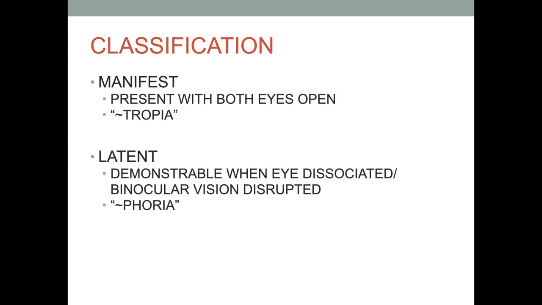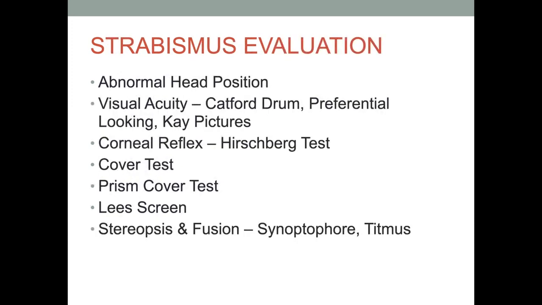When we talk manifest squint versus latent squint, the manifest squint is one that is going to be present when both eyes are open, and we call these tropias. A latent or a hidden squint is only demonstrable when one eye is dissociated or binocular vision is disrupted, and we're going to show you that in a minute. And a hidden squint is called a phoria.